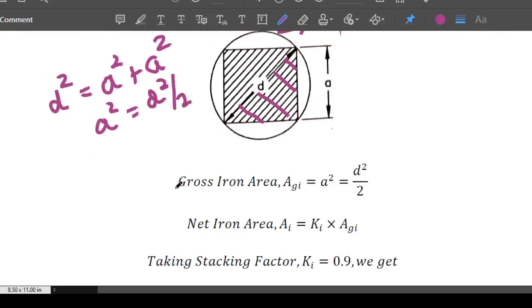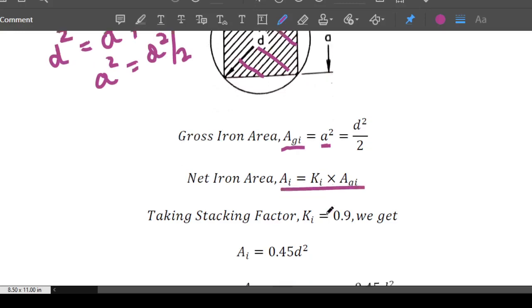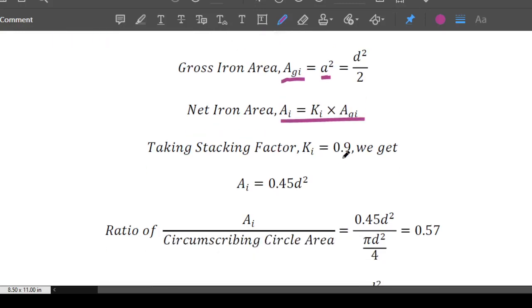So finding out the gross iron area. Gross iron area includes the square section area. So gross iron area AGI is equal to the area of the square, which is side square, that is a square. If I write in terms of diameter, it is d square by 2 from this expression. Next, if you have the gross iron area, you can find out the net iron area using your stacking factor. If I take stacking factor equal to 0.9, then I'll get AI equal to 0.9 into d square divided by 2. When you divide it by 2, you'll get AI equal to 0.45 d square.